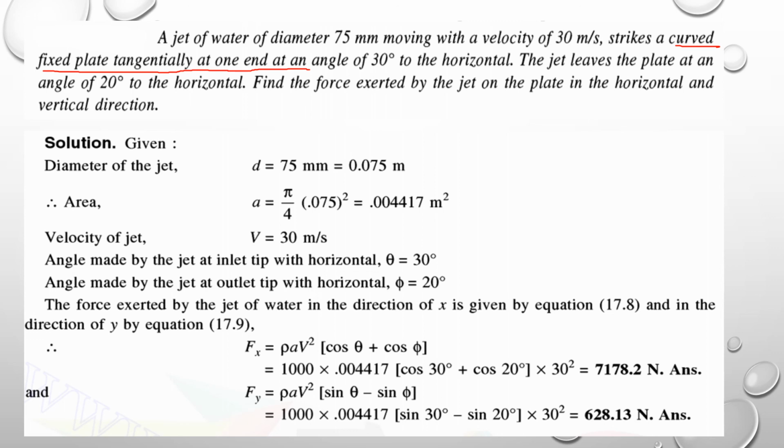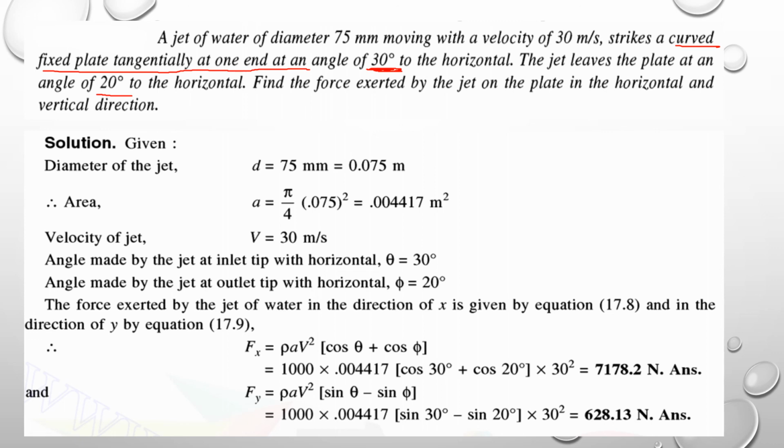As you know, the curved plate itself has three cases, that is striking at the center, striking at one end tangentially, symmetrical case and unsymmetrical case. So here how to make out this is, you are given two angles, that is inlet angle is tangentially at one end at 30 degree to the horizontal. So at inlet you have 30 degree and the jet leaves at the angle of 20 degree. So from that you must make out that it is a case of unsymmetrical curved plate.